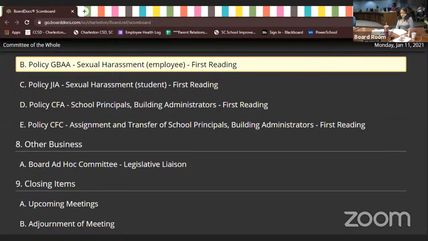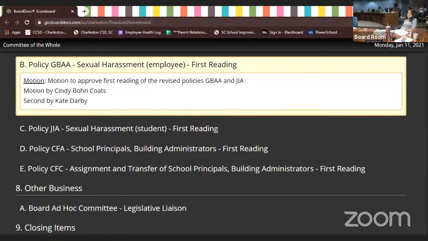I move to approve both items B and C. Yes, second. Thank you. Any questions? All right, then let's call the question. And let's see, will that be two votes? No, the motion is to approve GBAA and JI, to approve both of them. Great, thank you.